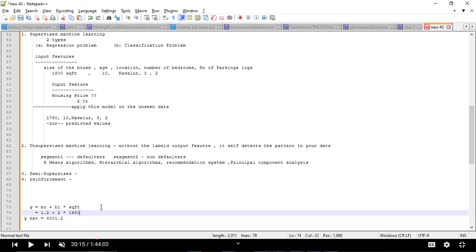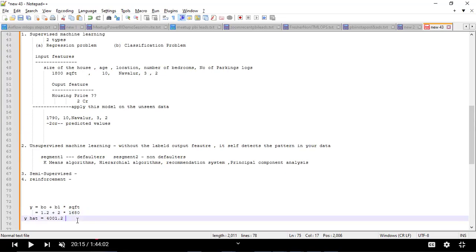You understood? The beta naught, beta 1, that is the one that will be computed by your model. You don't have to do it manually. And then what happens? It plugs these values in the place of beta naught. It puts 1.2. That is the value computed by the model for the intercept, and the 2 is computed for the slope. It automatically plugs in the value, and then it tells, hey, this is the estimated housing price, man.